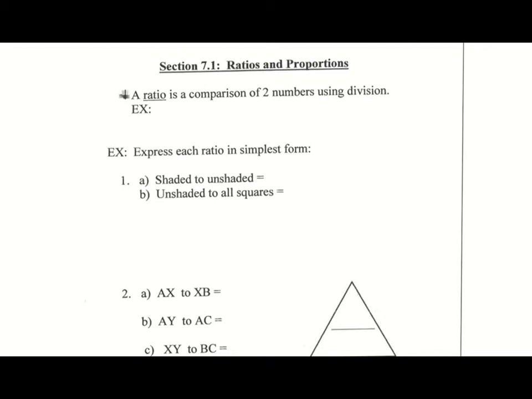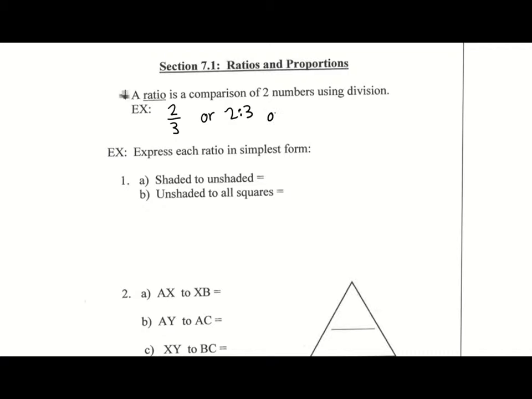In section 7.1, we're going to talk about ratios and proportions. The definition of a ratio is a comparison of two numbers using division. So for example, we could write a ratio as 2/3 using division. We could also write our ratio as 2:3 with a colon instead.